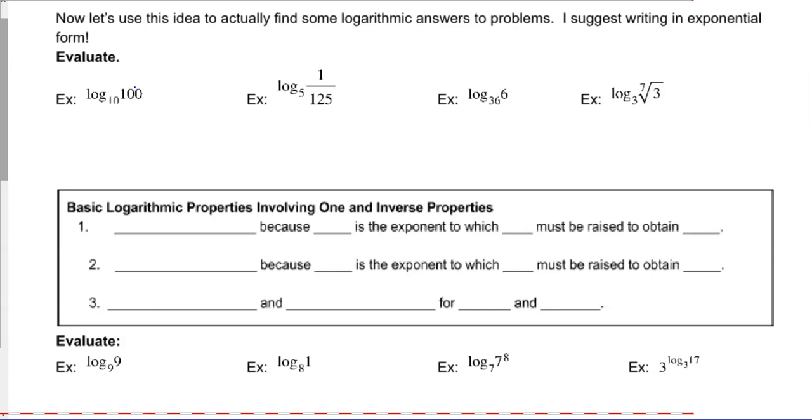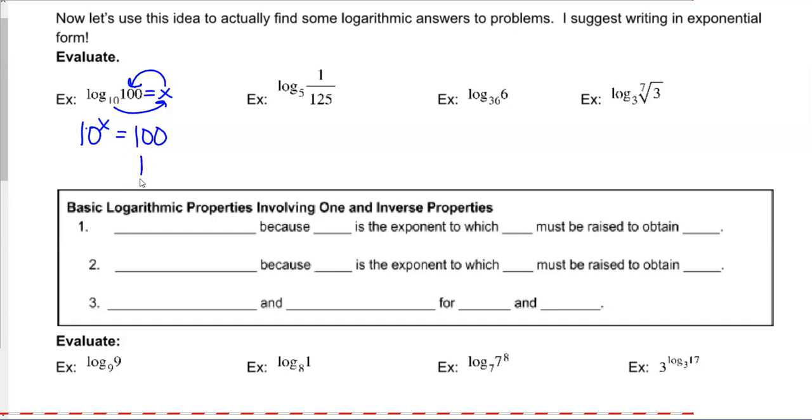I suggest writing it in exponential form. So what you have to do is maybe set that equal to some letter. Call it X, call it Y, call it W, whatever the case may be. And what we're looking at here is, can we figure out what power I have to take 10 to, to get 100? That's the question you can ask. Or, writing in exponential form, doing the circle, I have 10 to what power is equal to 100. Now, this one's really basic and getting you started here.